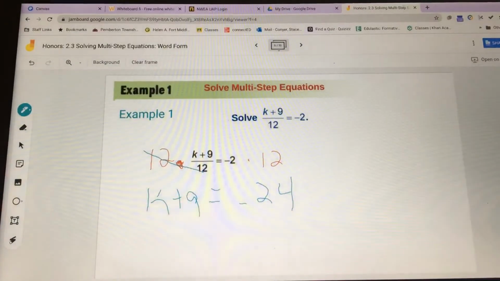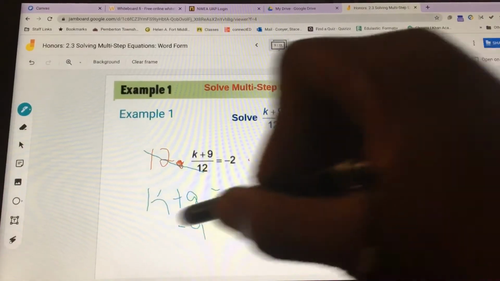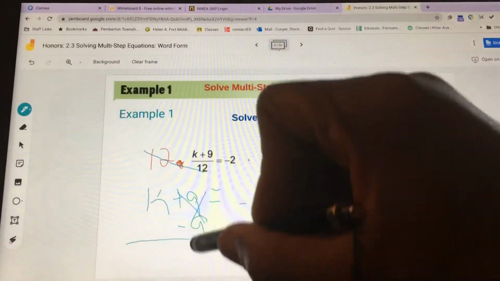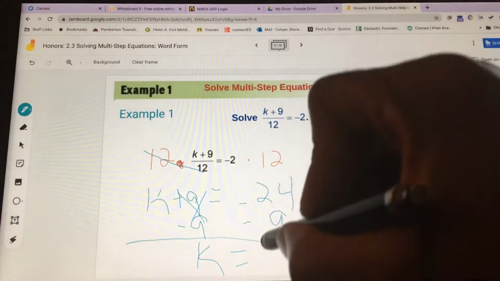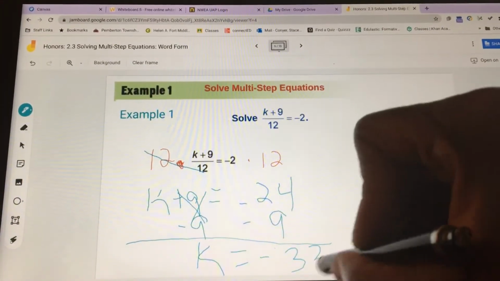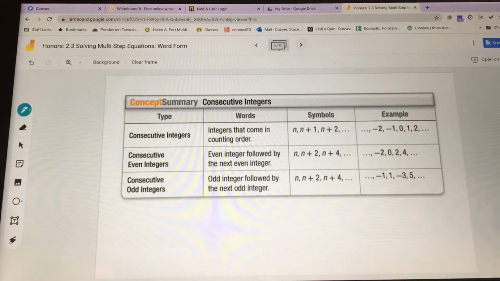Now we're down to a one step. You subtract 9 from both sides of the equation, and now you have k equals negative 24 minus 9, which is negative 33.